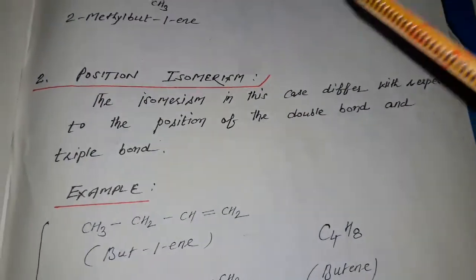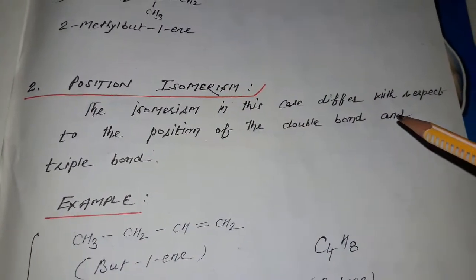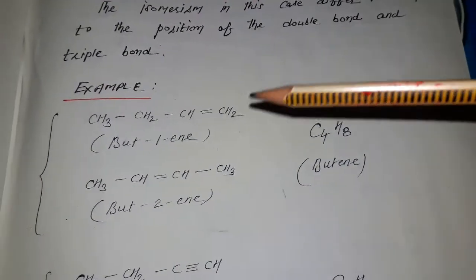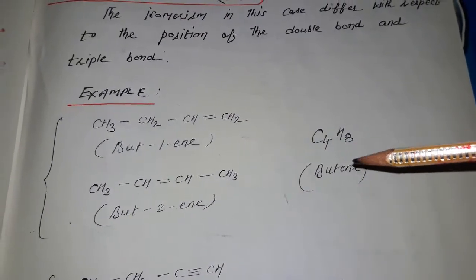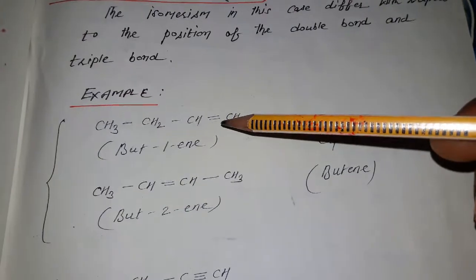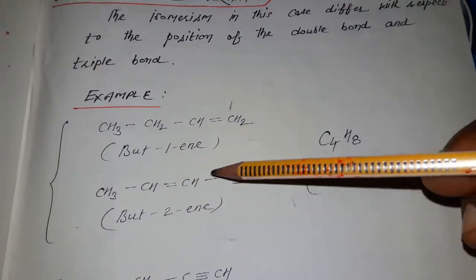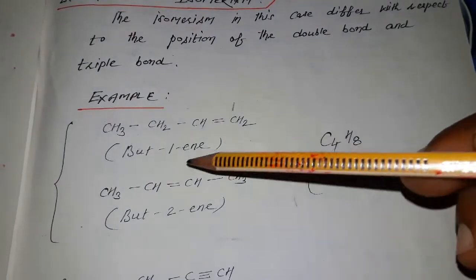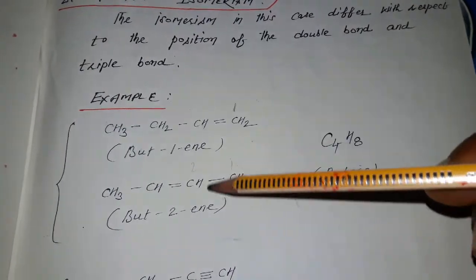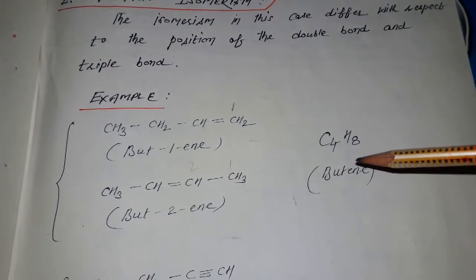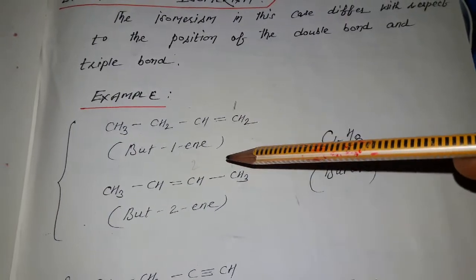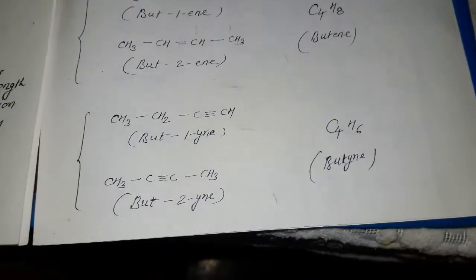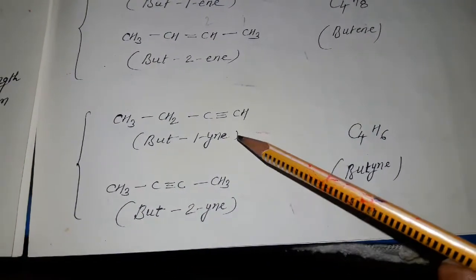Second is position isomerism. The isomers in this case differ with respect to the position of the double bond or triple bond. You can see this example of butene, C4H8. The position of the double bond is first in this case, and second in this case. The molecular formula is the same, but but-1-ene and but-2-ene are different compounds. That's why we say these are two isomers differing in position, so these are position isomers. This is also an example, related to the triple bond.